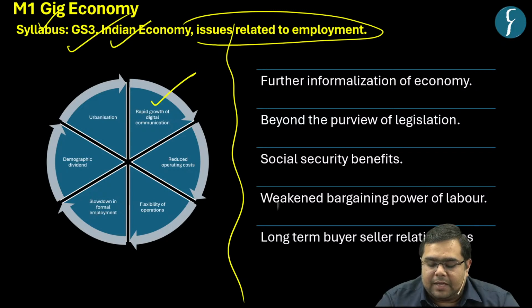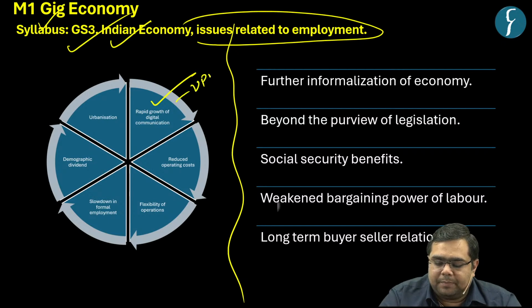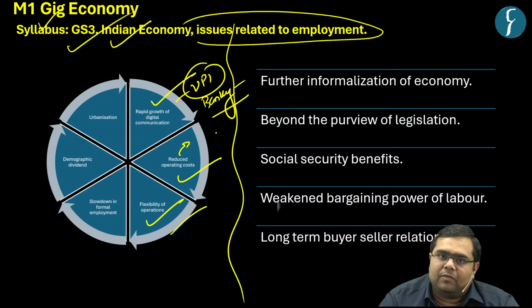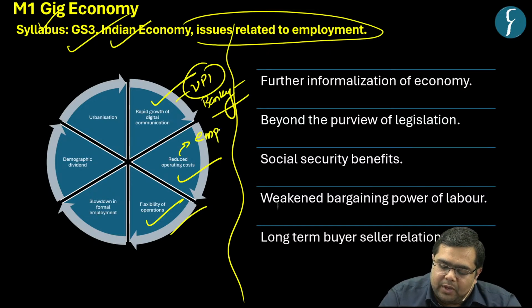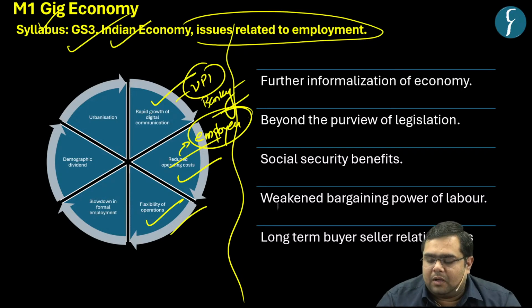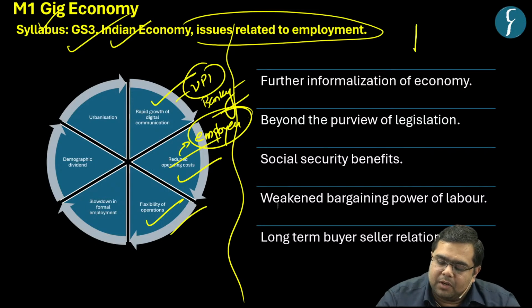The first one being rapid growth of digital communication. Second one being UPI and banking linkage. Right. Then reduced operating costs. Third one being flexibility of operations. Reduced operating cost, obviously, from whose standpoint? The employers. From the employer's standpoint, reduced operating cost is one of the biggest factors, because how does the economy function? How do we make our product profitable? We reduce the input and maximize the output.